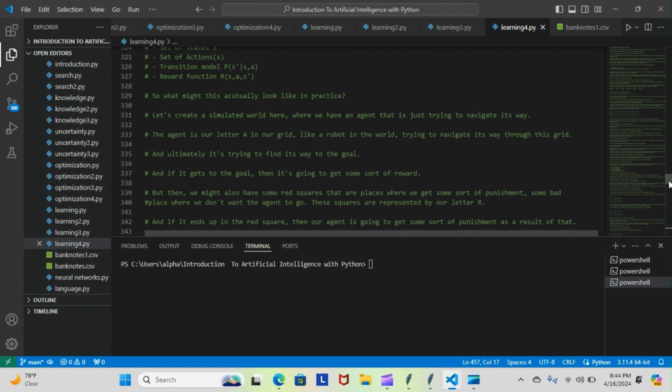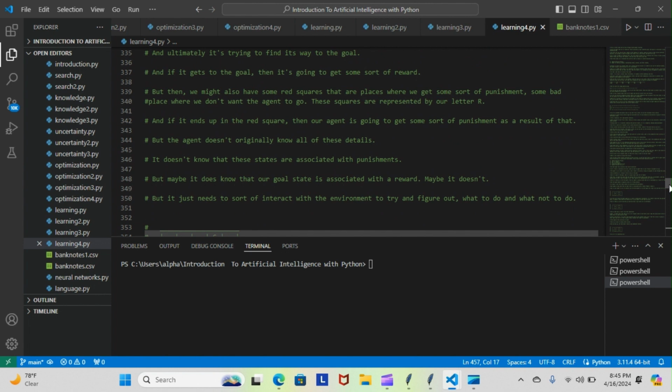And if it gets to the goal, then it's going to get some sort of reward. But then we might also have some red squares that are places where we get some sort of punishment, some bad place we don't want the agent to go. These squares are represented by our letter R. And if it ends up in a red square, then our agent is going to get some sort of punishment as a result of that.